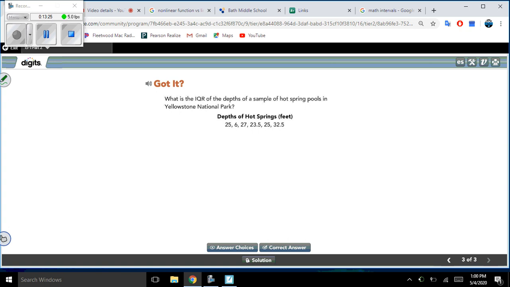All right, let's take a look then at my last example problem on part 2. And it says, what's the IQR of the depths? So once again, the first thing we have to do when I'm talking about IQR or range is put them in order.